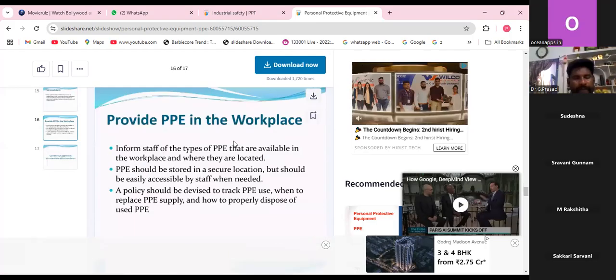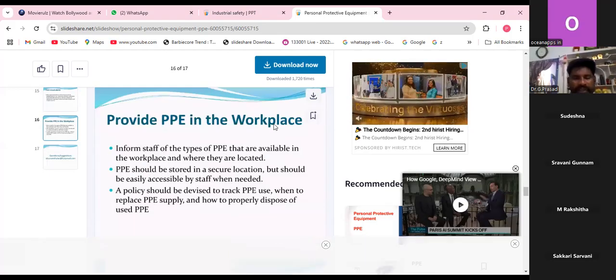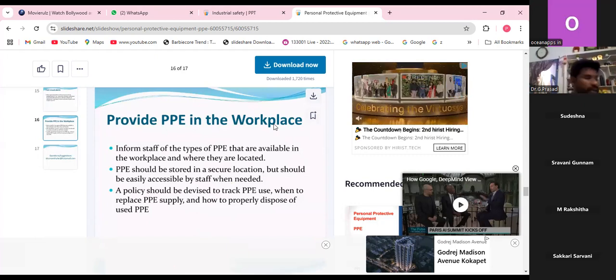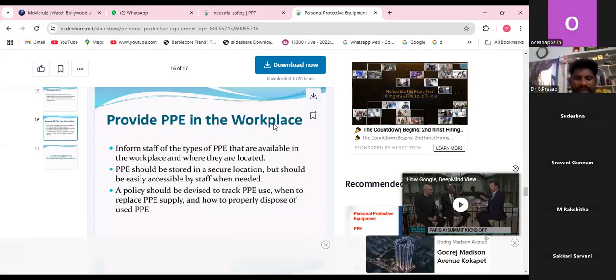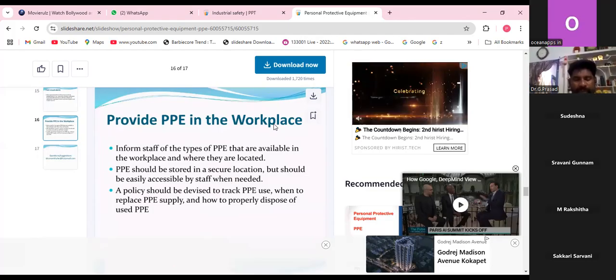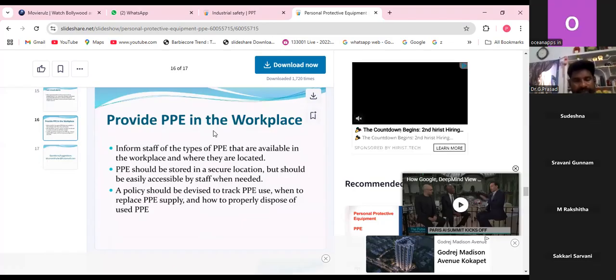Yeah. Provide PPE in the workplace. Inform staff of the types of PPE that are available in the workplace and where they are located. PPE should be stored in a secure location but should be easily accessible by the staff when needed. A policy should be devised to track PPE use, when to replace the PPE supply, and how to properly dispose of used personal protection equipment.